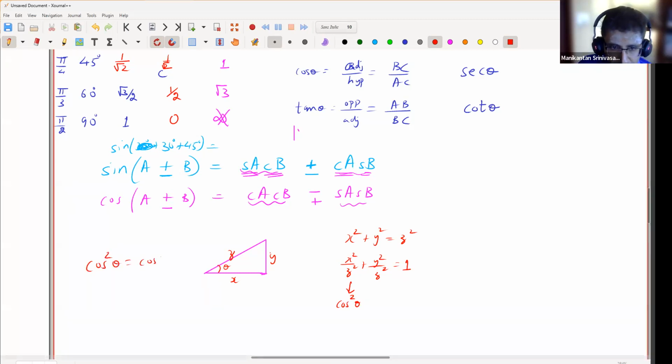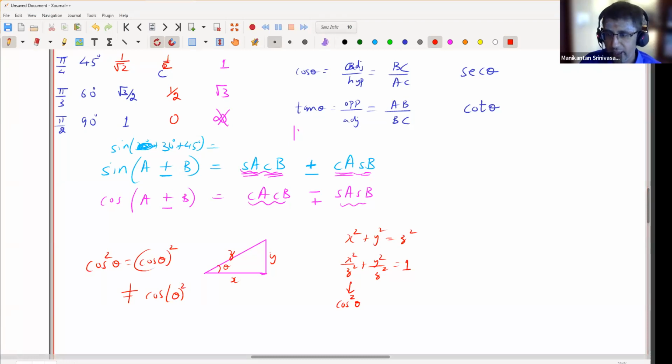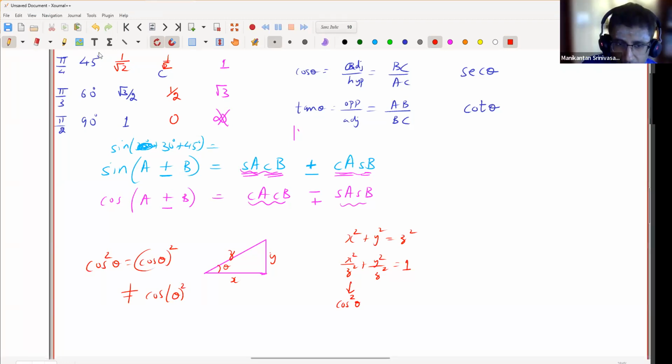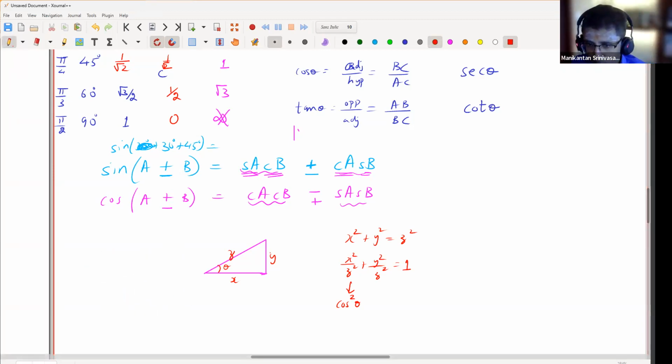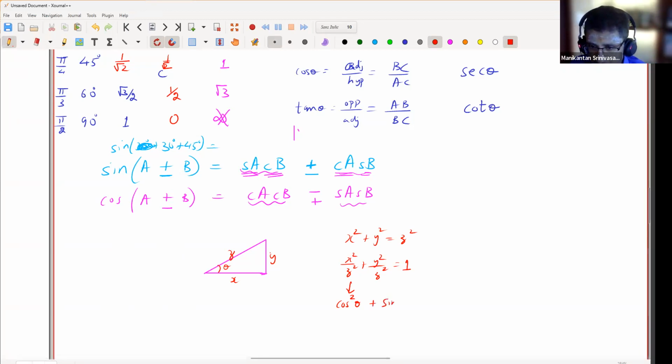Okay. And this is not same as cos of theta square. You can technically think of the angle itself getting squared and then doing cos of that, but it's not that. It's cos theta whole square. Okay. So here we get x by z, which is cos theta. Similarly, y by z, which is sine theta. So that's how we get cos square theta plus sine square theta equal to 1.